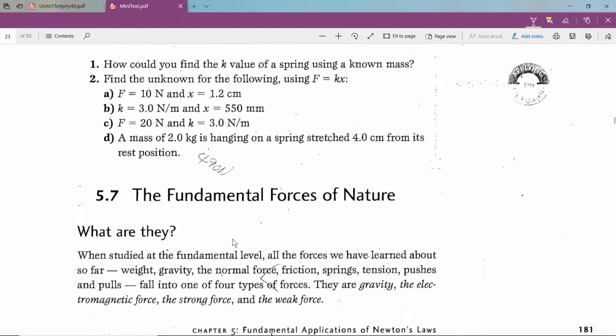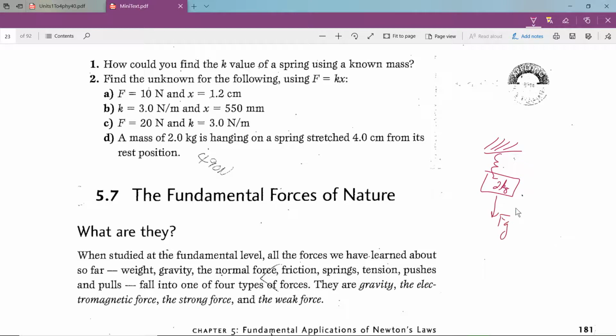Find the unknown, and then we have, let's do question 2 first. A mass of 2 kilograms is hanging onto a spring stretched 4 centimeters from its rest position. Find everything else. So we're talking about a vertical spring. Horizontal springs, we'll get to that a little later. So here's a mass. It's 2 kilograms. It's dangling from a spring.